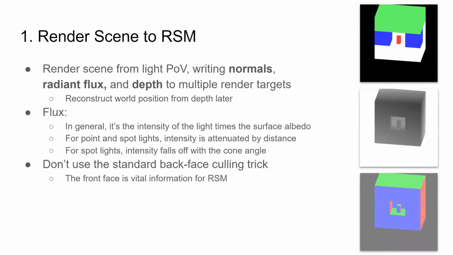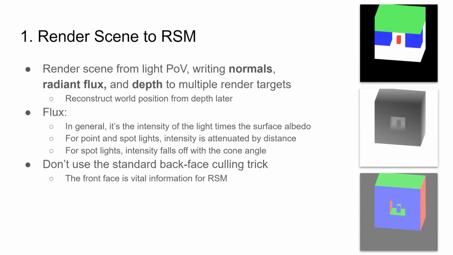So the first step, as I mentioned, is rendering a scene from the light's point of view to 3 render targets: normals, radiant flux, and depth. The paper mentions using a world position buffer to save computation, but these days we're limited by bandwidth a lot more than we are limited by the ALU, so this optimization doesn't really make sense anymore.